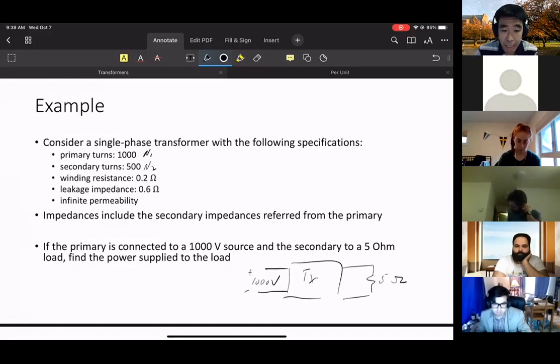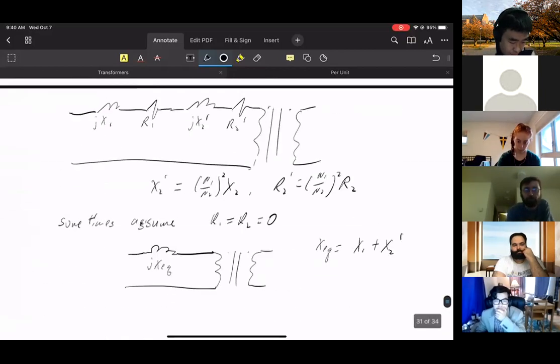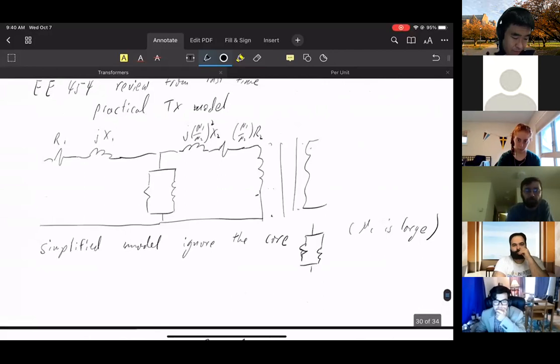From this example, which model should we use? Should we use a full model with all the series impedance and the core shunt, or which of these elements can we ignore? We have all these models, and this is the full model. Which of these elements can we ignore in the example we showed?